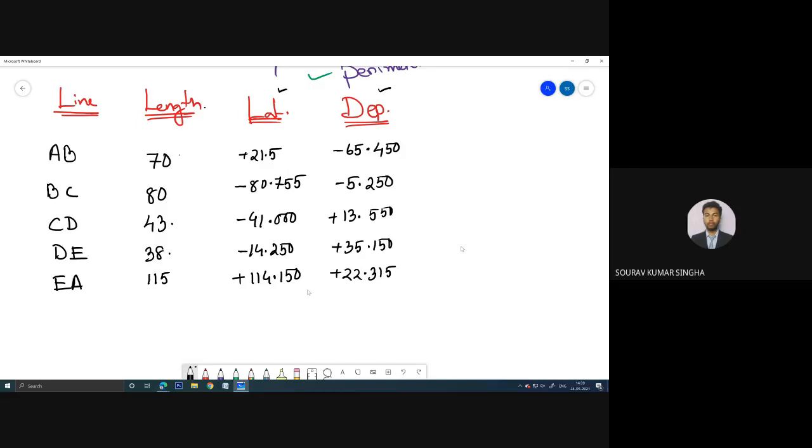How can you check whether this latitude and departure is correct or not? What is the rule I have told you in the last class? How can you check that latitude is correct and departure is correct?